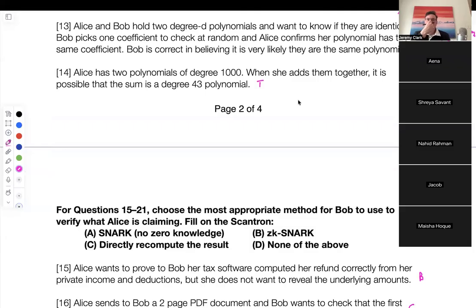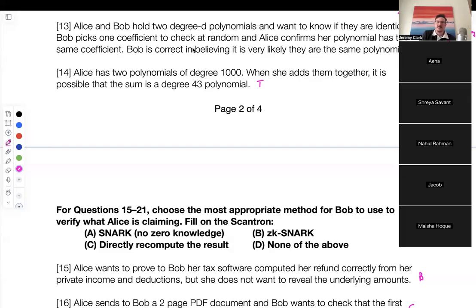Okay. Alice and Bob hold degree-D polynomials and want to know if they're identical. Bob picks one coefficient to check at random. Alice confirms her polynomial has the same coefficient. Bob is correct in believing that they're very likely the same polynomial. So this is not true at all. If you check a coefficient, it just tells you that that coefficient happens to be the same. It doesn't tell you anything about the rest.